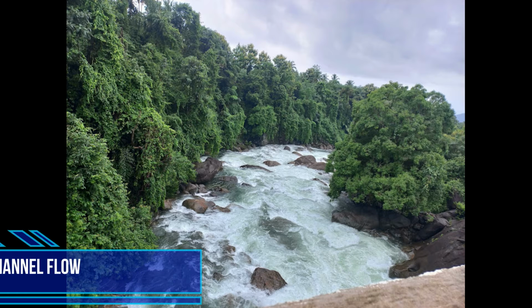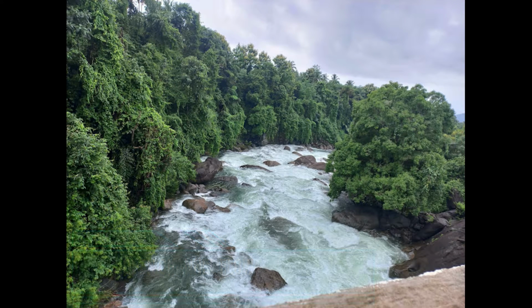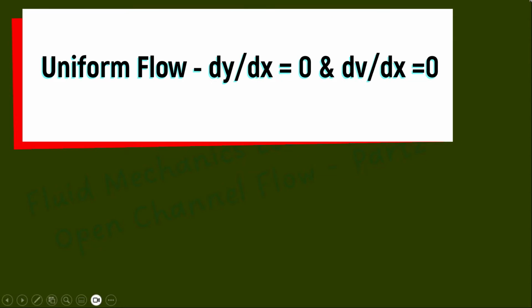Today also we are continuing the discussion of open channel flow. Flow in open channel may be either uniform or non-uniform. In uniform flow, the depth of flow remains constant along the length of the channel. So this type of flow is possible only for prismatic channel of sufficient length.